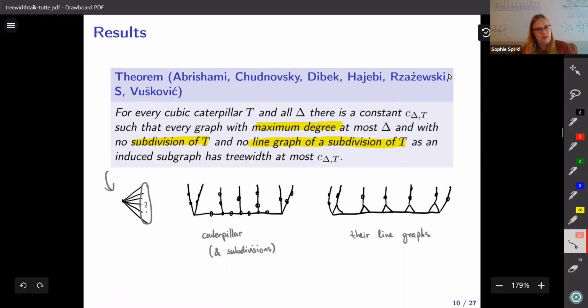And so this is the kind of thing that you'll find in a wall. And this is the kind of thing that you'll find in the line graph of a wall. So this is kind of, if you think about it, it looks like it wants to be the first layer of a wall, and then we should add a second. So this is what we know so far about bounded max degree and trying to get a constant bound on treewidth.